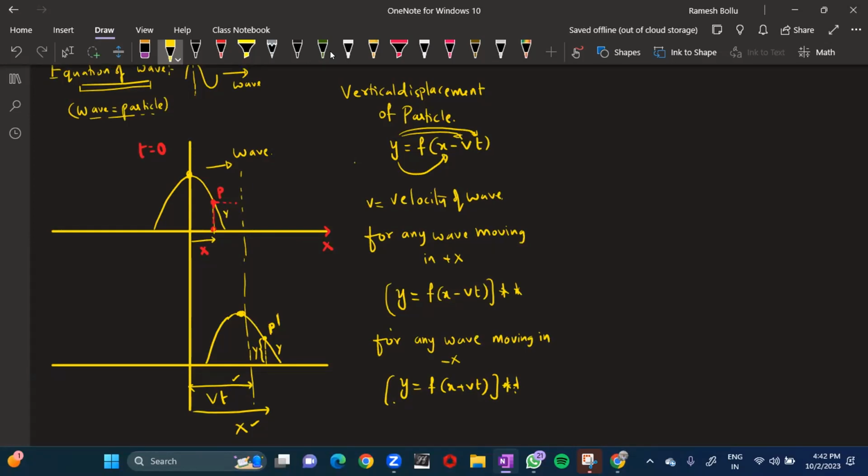As I told you, wave motion you can compare with oscillatory motion. So the vertical displacement of the particle equals A into sine of (omega t minus kx plus pi). Why? Because this equation represents the oscillatory or simple harmonic motion equation, children. That's why I'm directly writing the equation of motion of a particle.